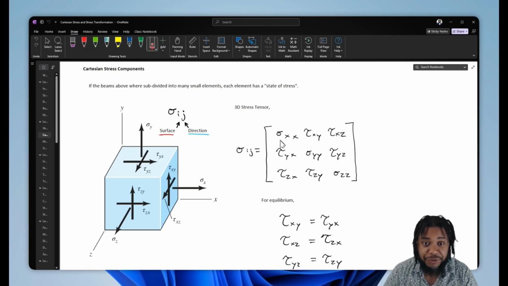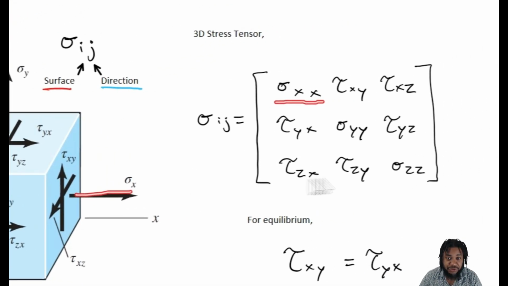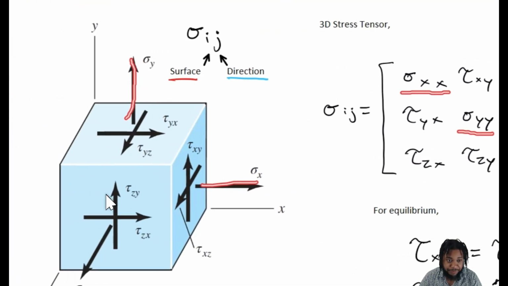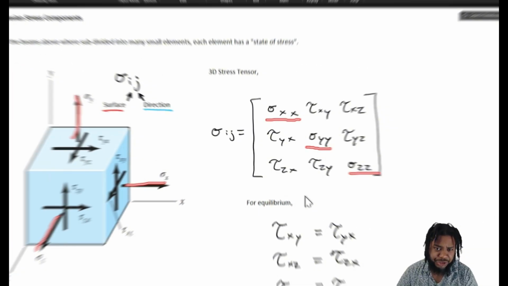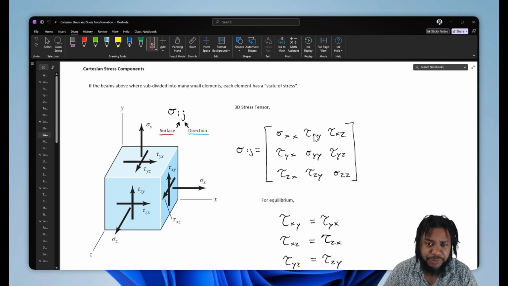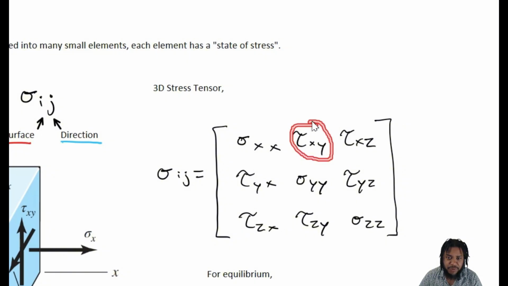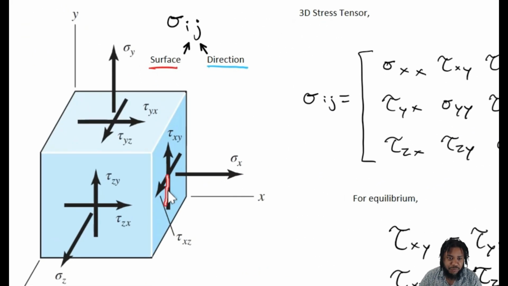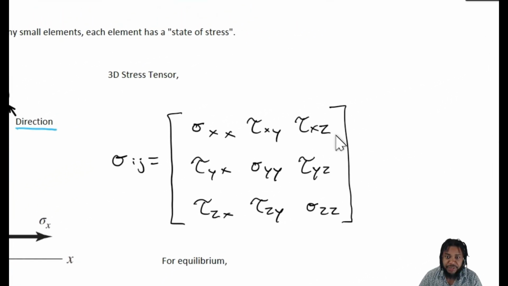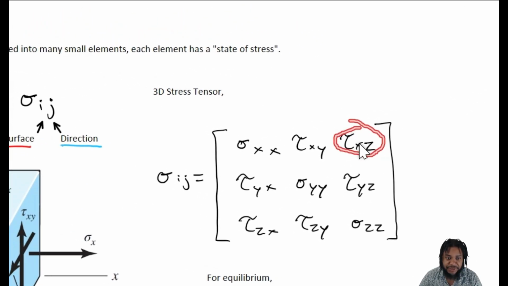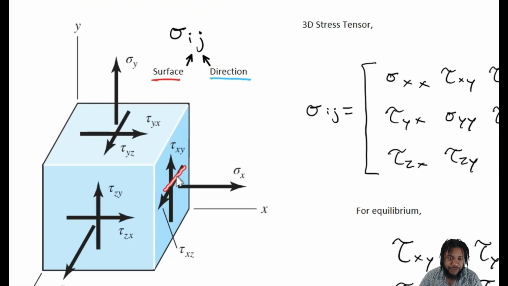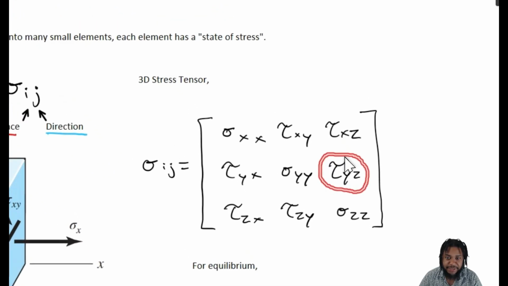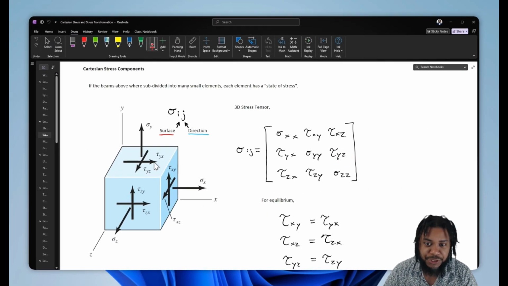Now, this state of stress, this tensor, has 6 terms. 3 of them are diagonal: the normal stress on the x surface, the normal stress on the y surface, and the normal stress on the z surface. And then there are shear stresses that are applied: tau xy, where x is the surface and y is the direction, tau xz, the x surface and the z direction, and then tau yz, which is the y surface and the z direction.